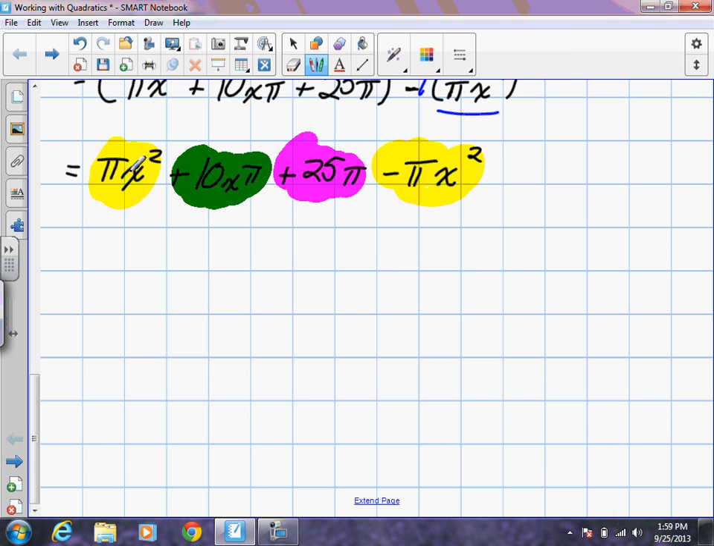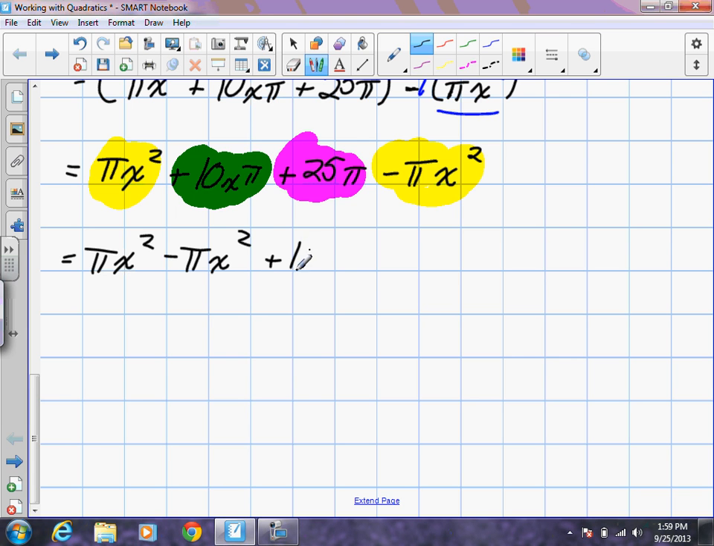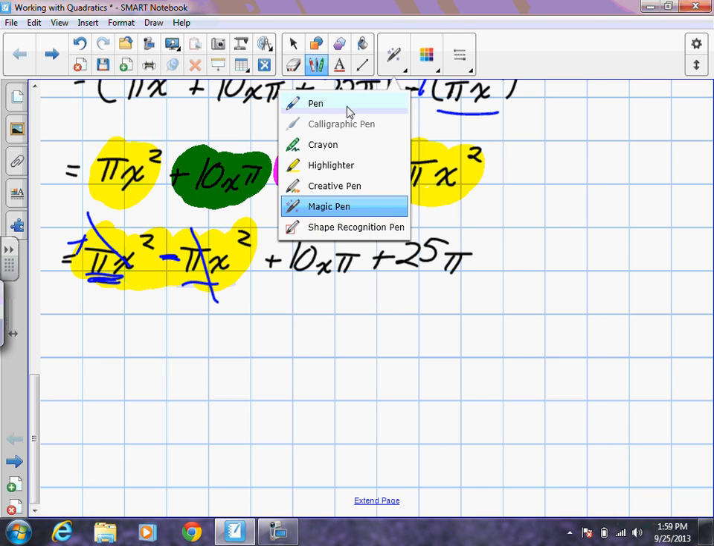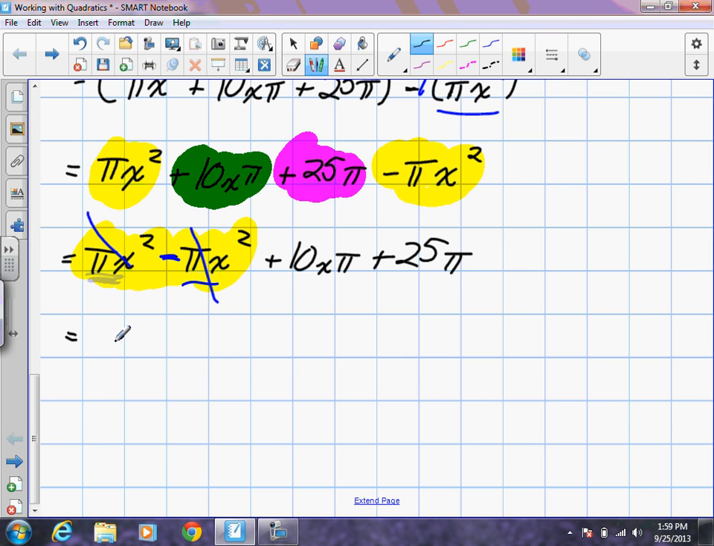I'm going to move them beside each other so that they're easier for us to see. We have pi x squared minus pi x squared. And then we just bring down our other terms, positive 10x pi plus 25 pi. So these are our two like terms. What do they equate to when we put them together? Yeah, they cancel each other out. One's the positive of the exact same value, and one's the negative of the exact same value. So they cancel each other out. We no longer need to include them, which means our answer is 10x pi plus 25 pi.